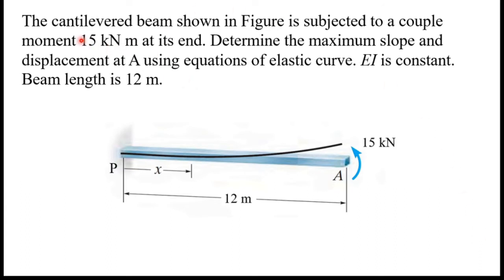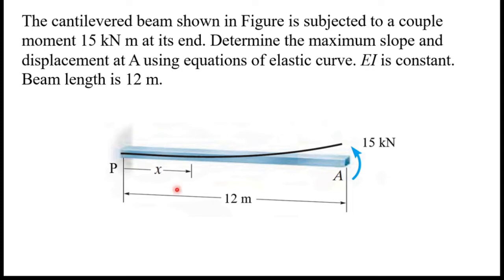It says the cantilevered beam shown in figure is subjected to a couple moment of 15 kilonewton meters at its end. Determine the maximum slope and displacement at A using equations of elastic curve. EI is constant and beam length is 12 meters.